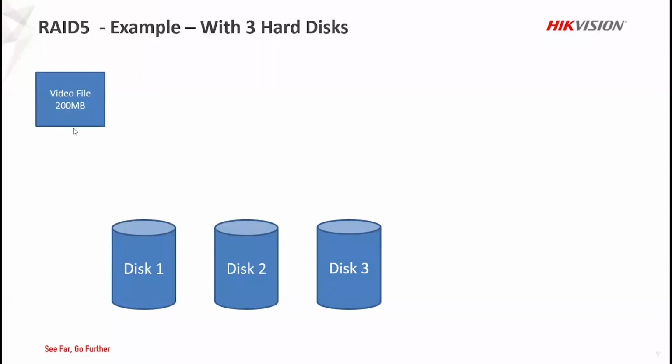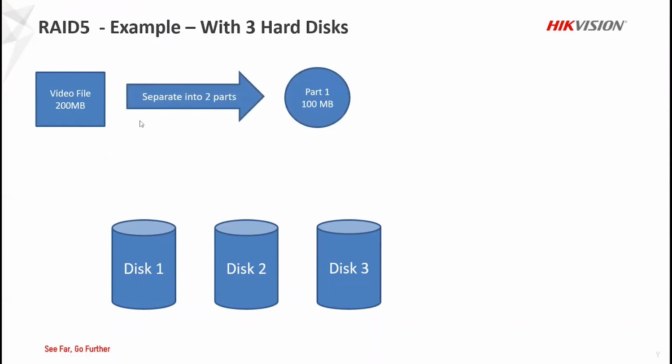So you have the 3 hard disks. Let's say there's a 200 megabyte video file. The RAID system will split this file into 2 files, part 1, part 2. Very simple.